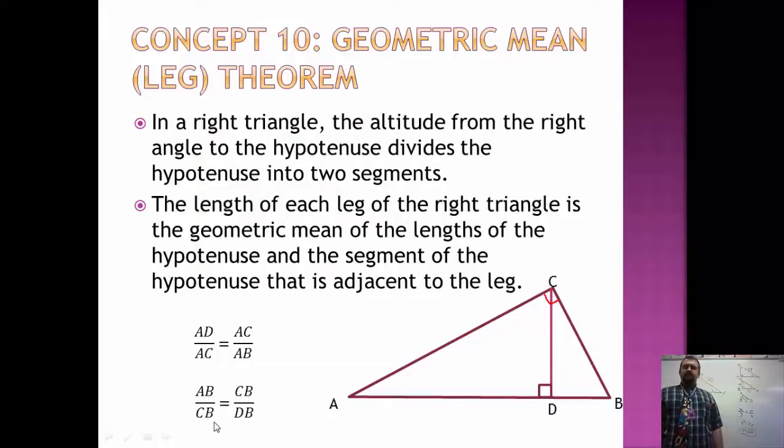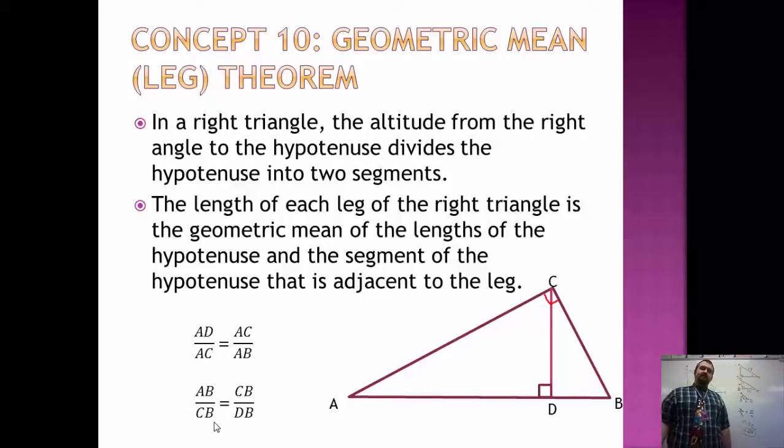CB, bottom left, upper right. It's the geometric mean of the hypotenuse. So I put the hypotenuse, AB. It doesn't matter, upper left, bottom right, but one of the two spots, I put in the upper left. And the segment of the hypotenuse that is adjacent to the leg. Adjacent, next to, right near, alright? That would be segment DB, because that's the one actually touching CB, and it's only part of the hypotenuse. So that's how I got the bottom left proportion.